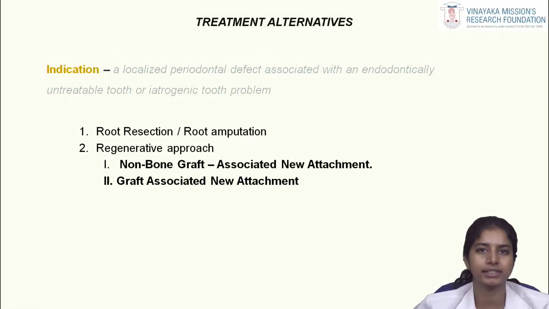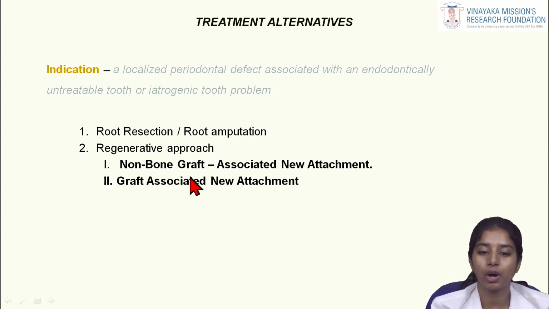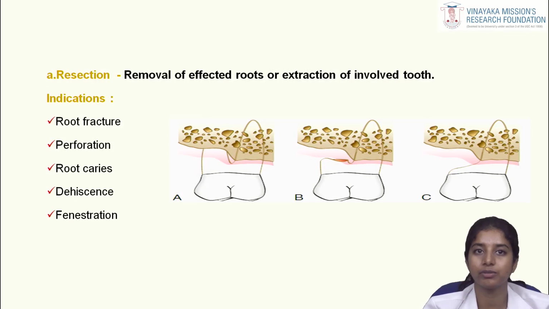Then we have some treatment alternatives, which are indicated in case of a localized periodontal defect that is often associated with an endodontically untreated tooth or iatrogenic tooth problem. We have root resection or root amputation, then we have the regenerative approach, and here we have non-bone graft associated and graft associated. First is resection, which involves removal of the affected roots or else in some cases extraction of the involved tooth. It is indicated in cases of root fracture, perforation, root caries, dehiscence and fenestration.